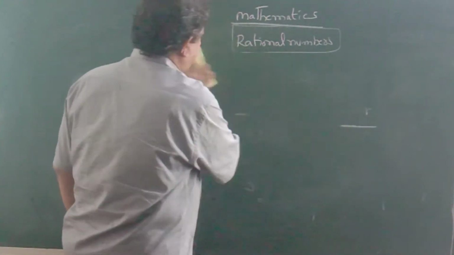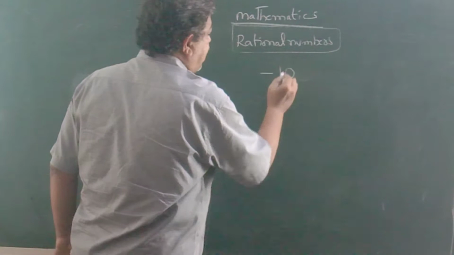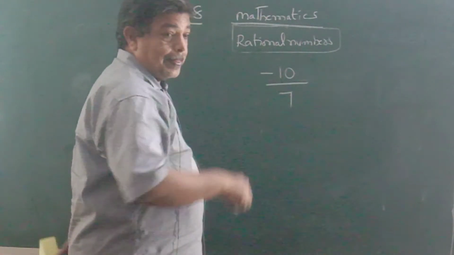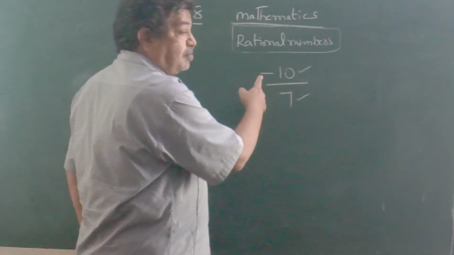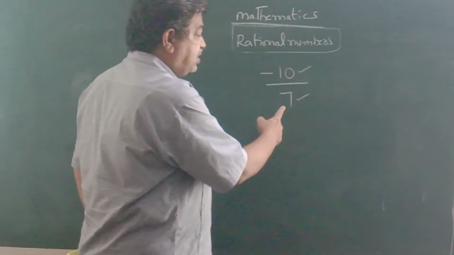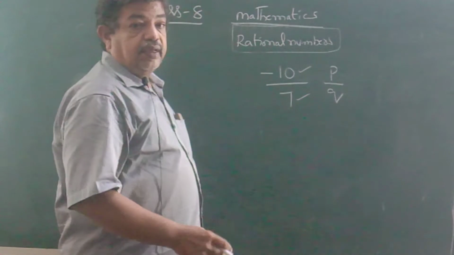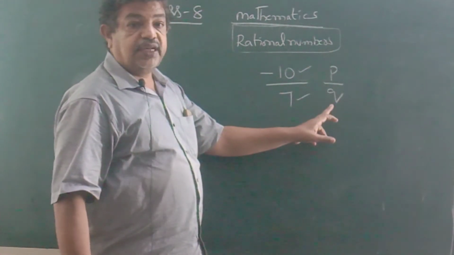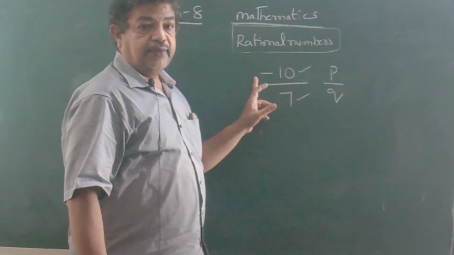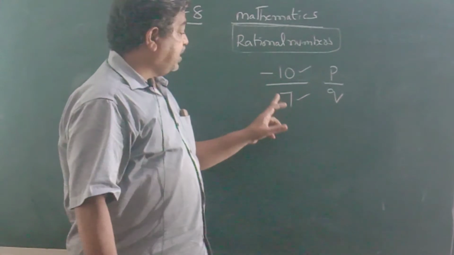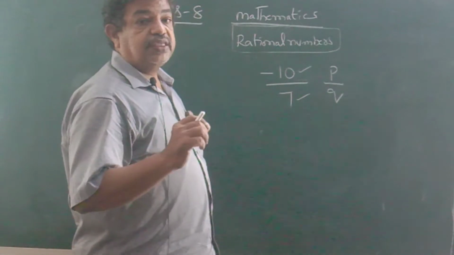I take another one. Suppose I give you an integer minus 10 and I ask you to divide among 7. Here minus 10 is divided by 7. 10 is an integer but it is minus. So minus 10 is an integer, 7 is an integer, minus 10 by 7 again is in the form of p by q. Any number in the form of p by q is a rational number where p and q are integers. Here p is minus 10. So minus 10 by 7 is in the form of p by q. So it represents a rational number.